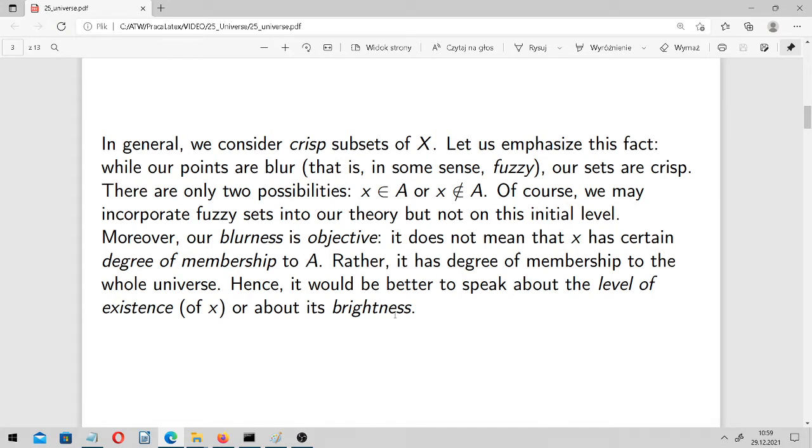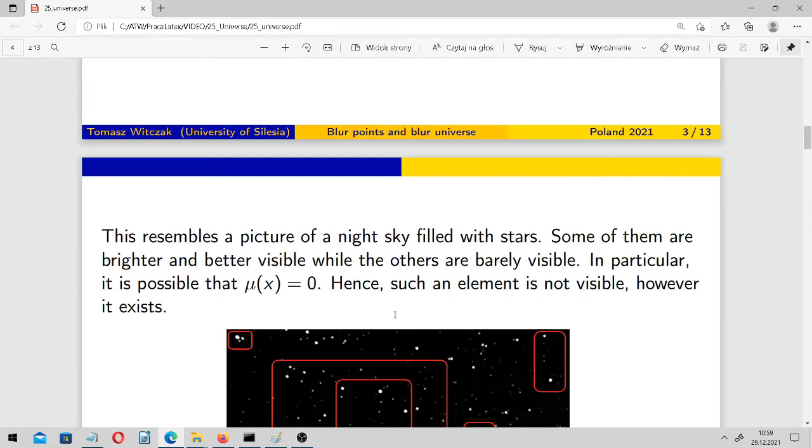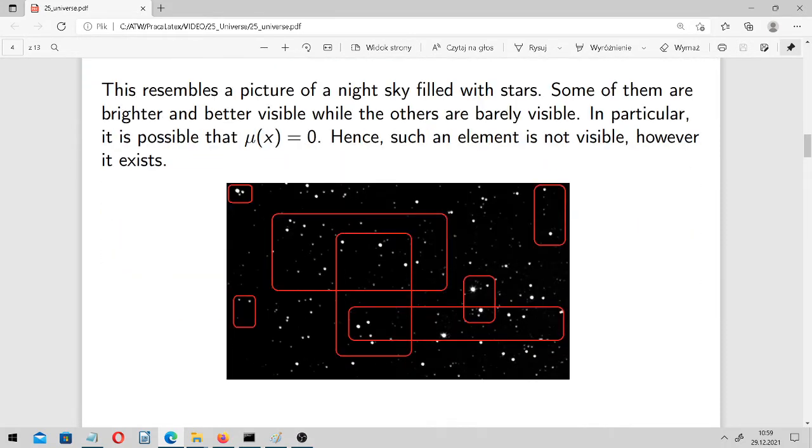And the last two notions are the best, because the whole idea resembles a picture of a night sky filled with stars. So some of the stars are brighter and better visible, while the others are barely visible, yes? And in particular, it's possible that mu of x is zero, so it means that a certain element is not visible, like a black hole. However, it exists.